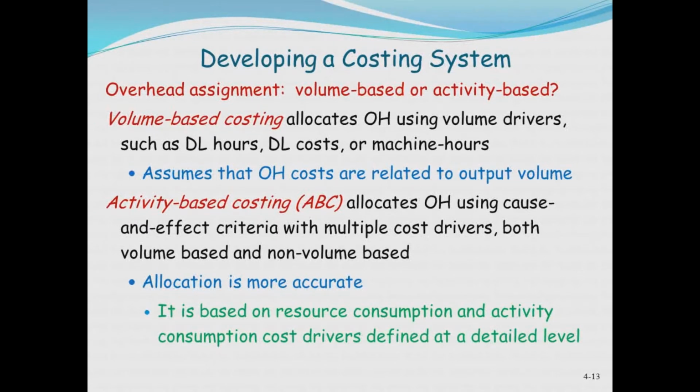Activity-based costing allocates based on some cause and effect criteria. You have multiple cost drivers, different cost drivers for different activities in the value chain. Some of those cost drivers will be volume-based, some will not be. It results in a more accurate allocation. It comes with a cost. And we'll talk about that in a lot more detail.